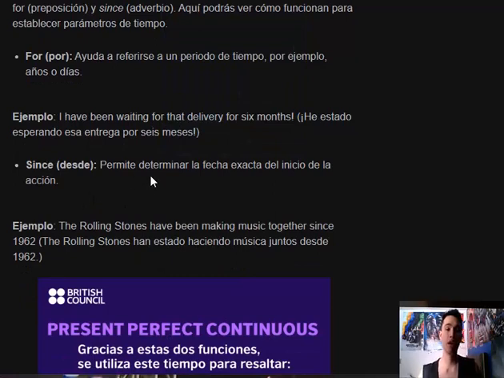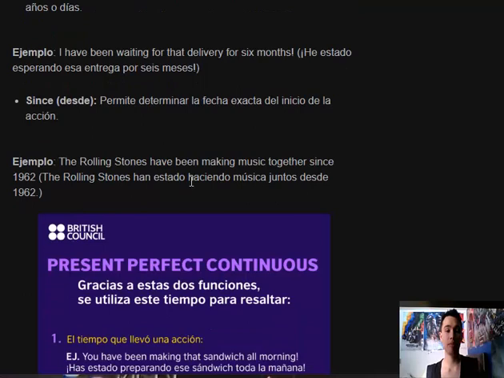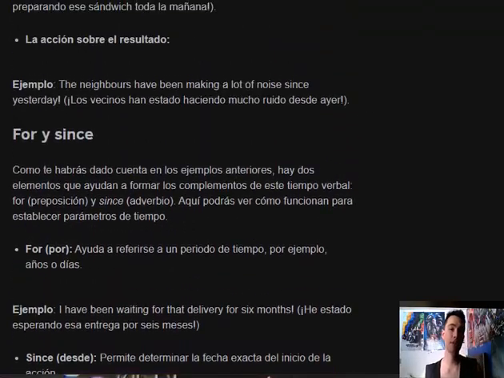And since helps us to specify an exact date for the start of an action. Like the Rolling Stones have been making music together since 1962. And this is how we use the present perfect continuous.